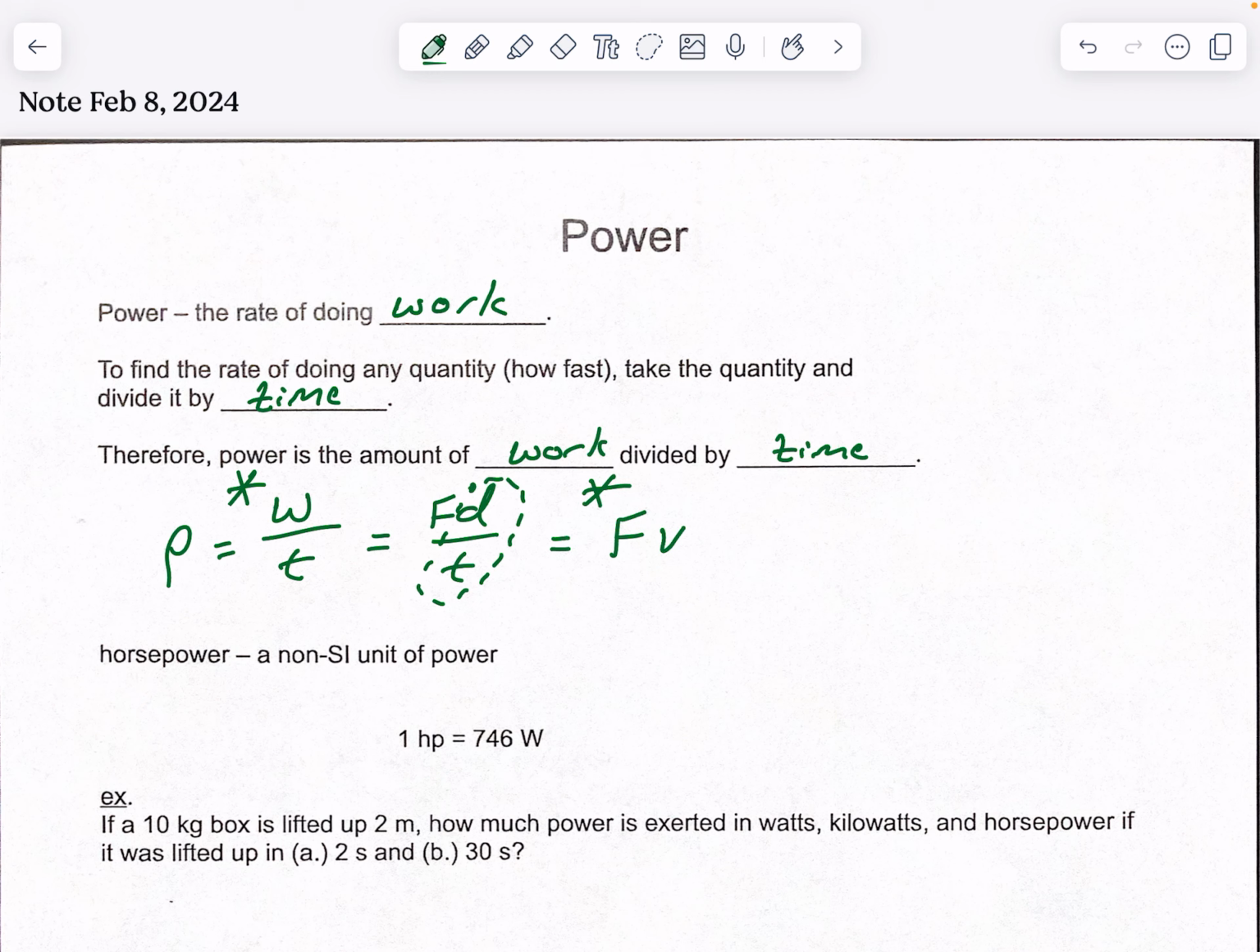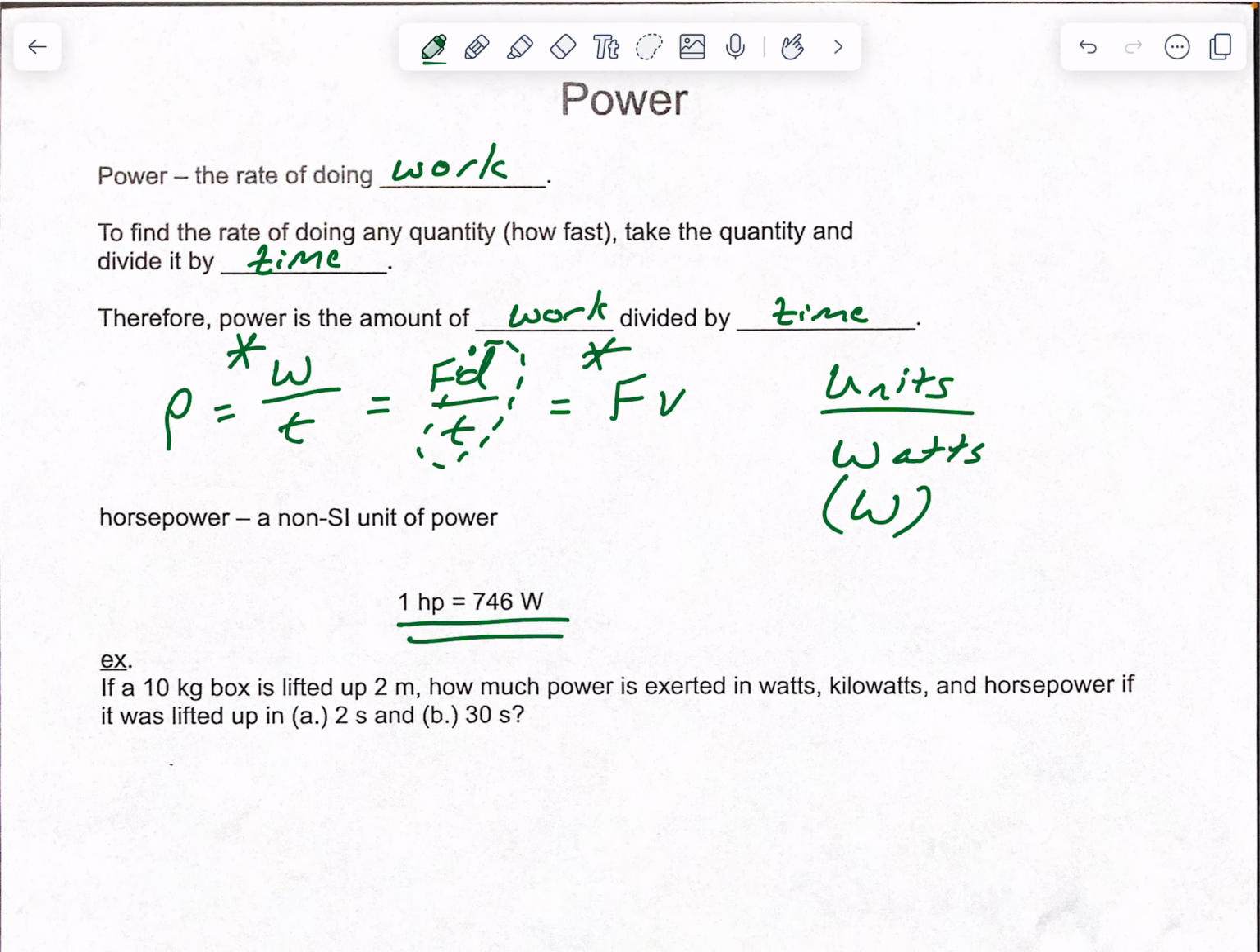Your units for power is going to be watts, and that's characterized by a capital W. That is your SI unit, so in standard calculations you're going to end up in watts, or you need to be in watts. Another type of unit we're going to be using is horsepower. That is a non-SI unit, but a lot of people are more aware of horsepower. So 1 horsepower equals 746 watts. This is a value that we'll give you, so that'll help in converting something to or out of horsepower.